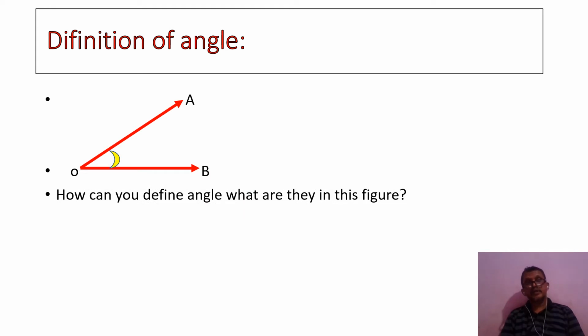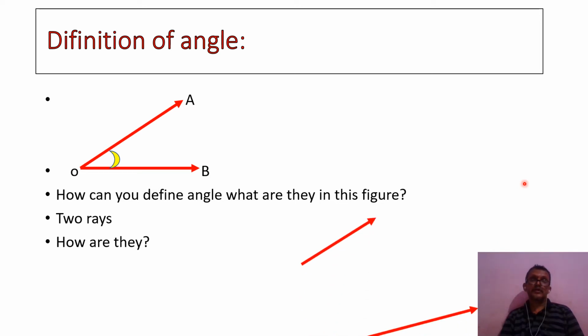See here, here is a figure which shows an angle. How can you define an angle? What are there in this figure? You can say there are two rays. But if you say an angle is a figure which consists of two rays, that may not give the full meaning. That may be like this. Here also there are two rays, but those two lines do not form an angle.